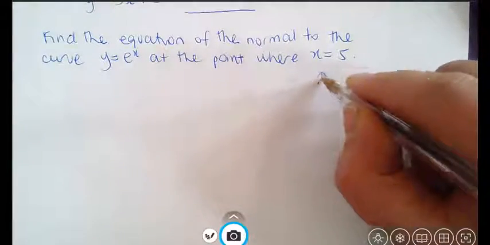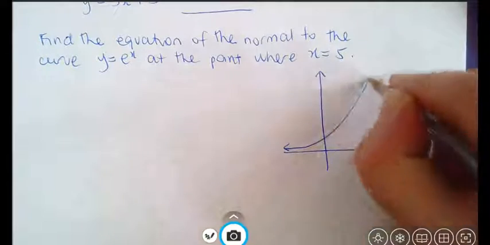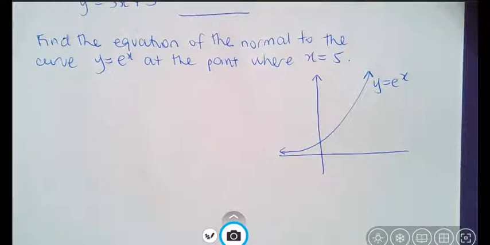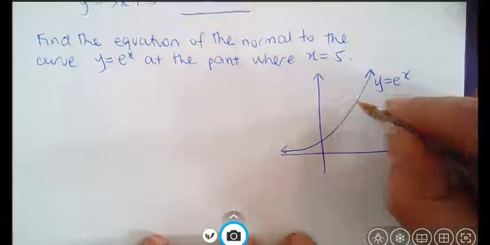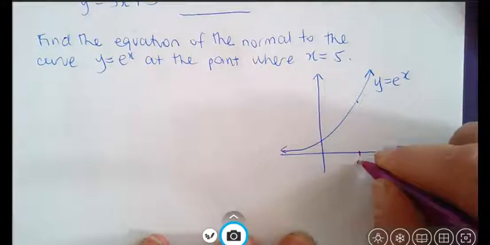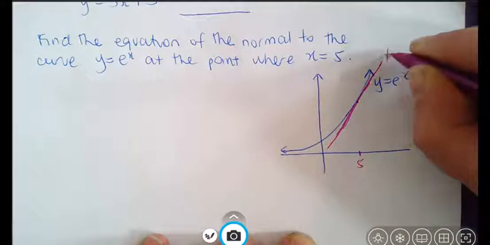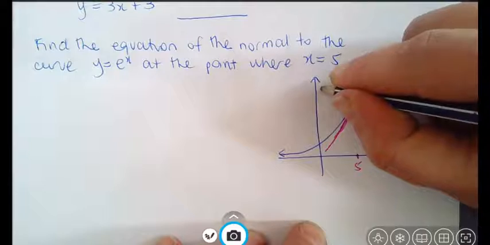Now, I'll give you a sketch of what we're actually doing. e to the x looks like this. Remember e, it looks like y equals 2 to the x or 3 to the x. It's just not as steep as the 3, and it's a bit steeper than the 2 because e lies between 2 and 3. Let's say that this is 5 here. That, in pink, is the tangent, yes or no? And do you know what the normal is? It's at 90 degrees going the other way. Yeah, that's right. And that there is your normal.